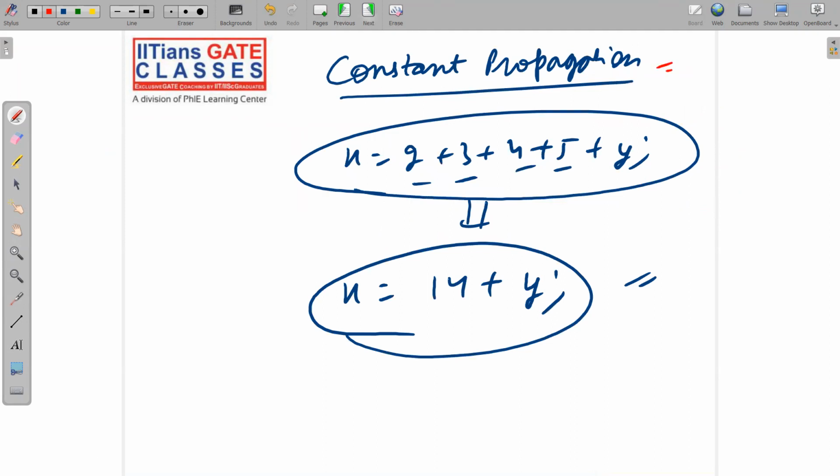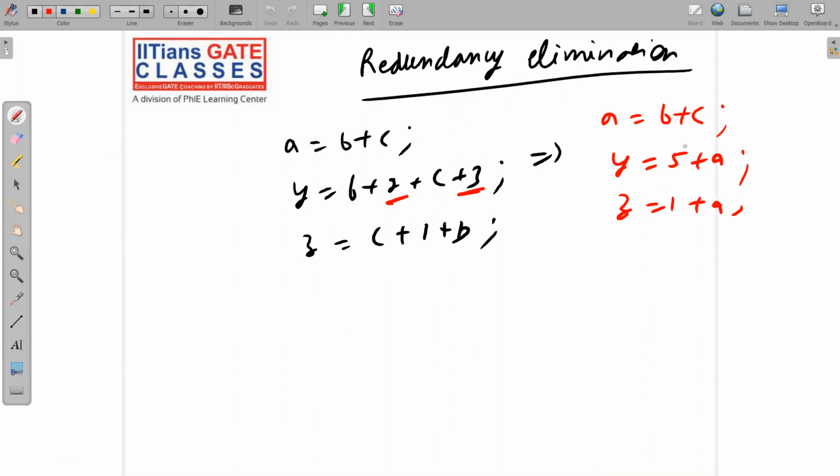Okay. So constant propagation I have done here. 2 plus 3, I have calculated 5 plus 8. This is the much better optimized code. And for redundancy elimination, which data structure will be used? This question has been asked. So I think you have got it. Yes, that directed acyclic graph will be used for redundancy elimination purposes.